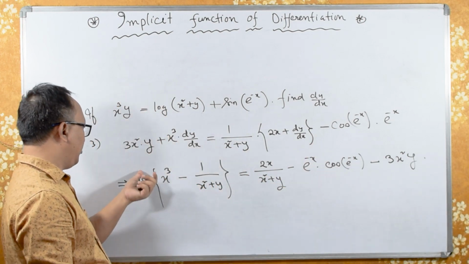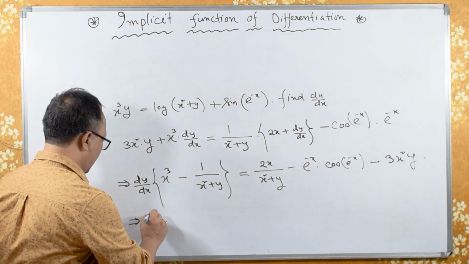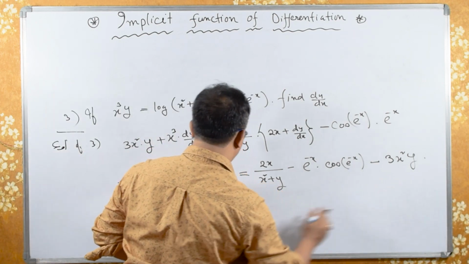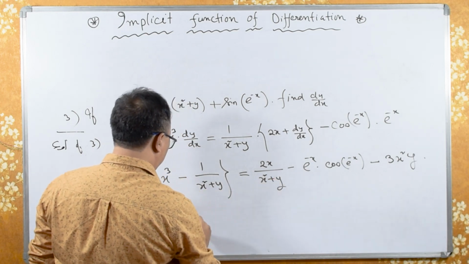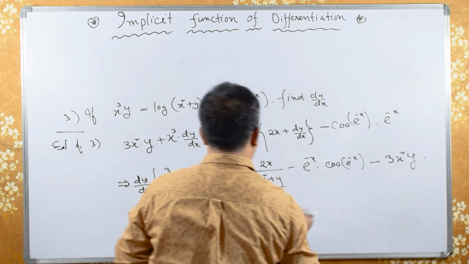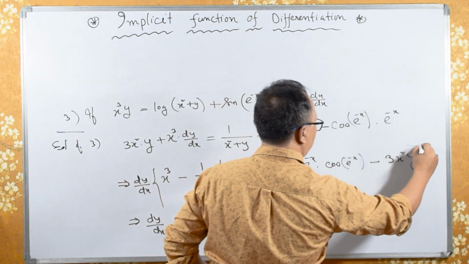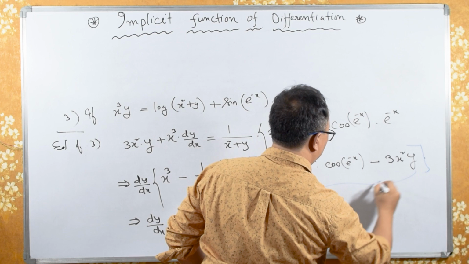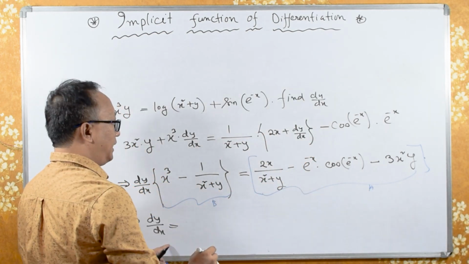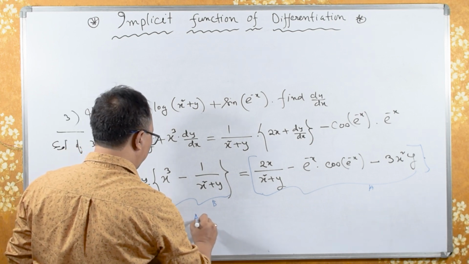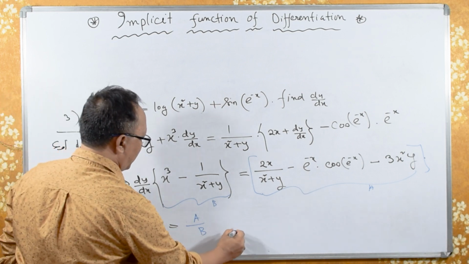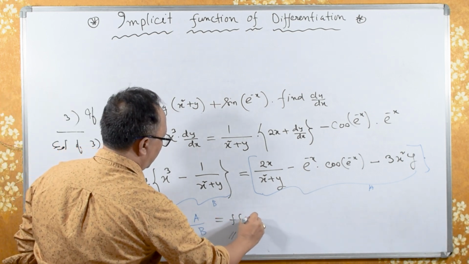Now dy by dx equals, this implies dy by dx, sending the whole term down, you will get this, the whole term. Let's call this A and this B. Therefore dy by dx is what? A upon B is the required answer for dy by dx, that is a function of x and y.